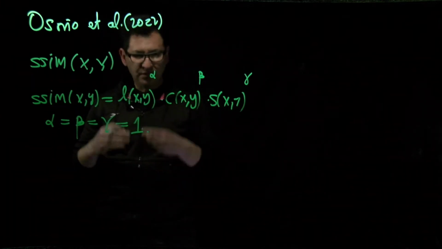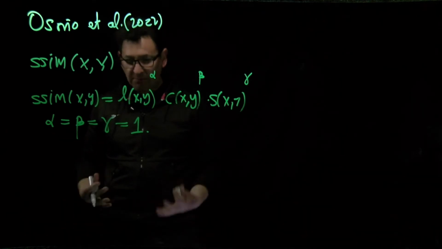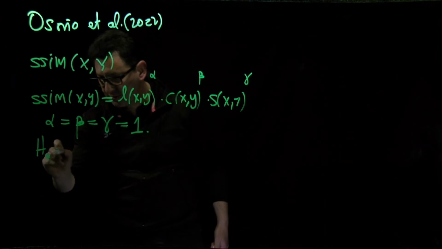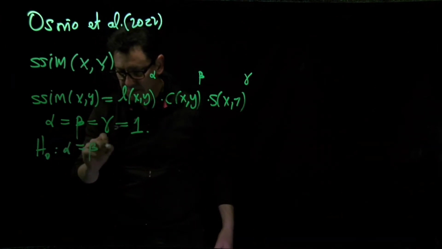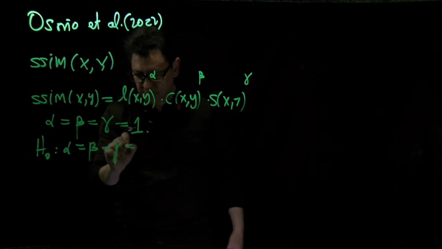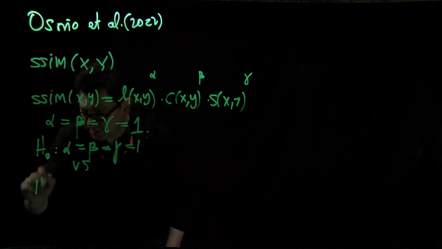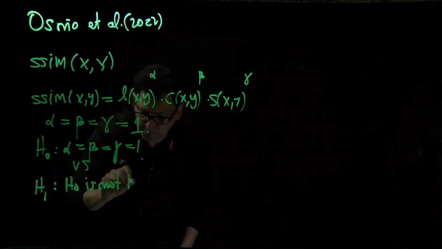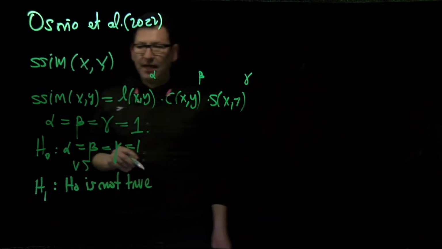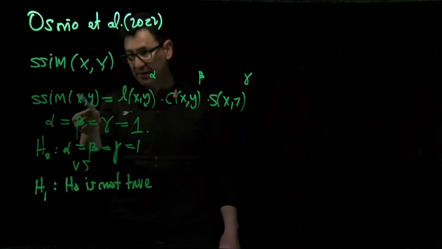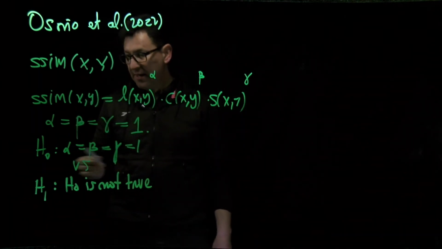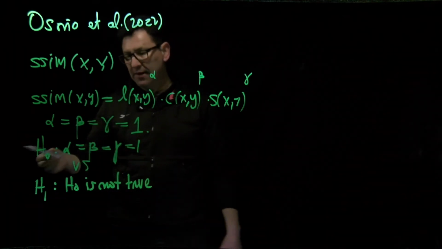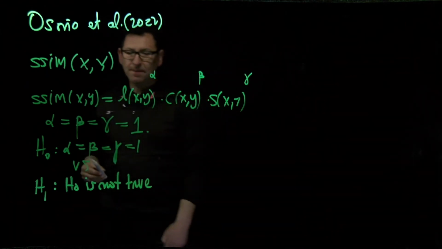We would like to transform this problem to a hypothesis testing problem where the H0 hypothesis is alpha equal to beta equal to gamma equal to 1 versus H1 that H0 is not true. So the idea is to use the data available for images X and Y to provide a hypothesis testing to decide if this hypothesis is correct.